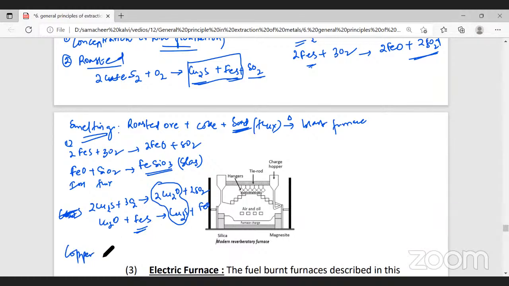They can ask you for 1 mark: what is copper matte? Objective type. It's a mixture of cuprous sulfide and traces of ferrous sulfide. Traces means a small amount. FeS, traces of ferrous sulfide, is called copper matte.